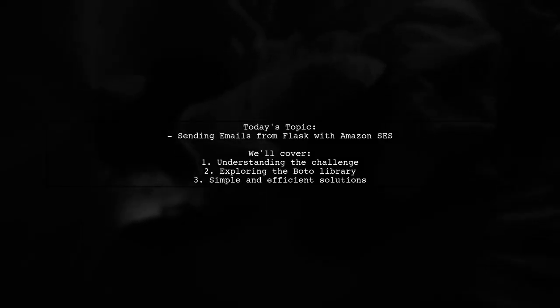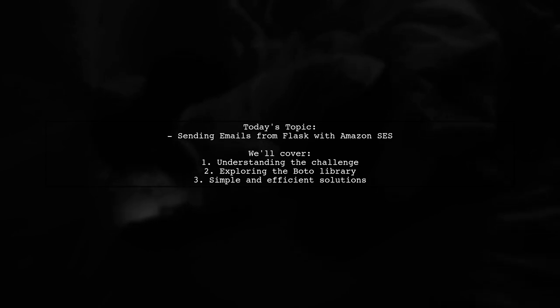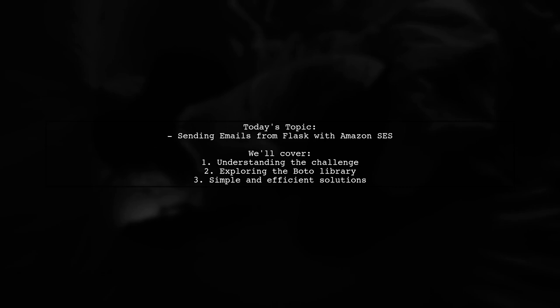Today, we're addressing a question that many new developers encounter. Our viewer is eager to learn the best way to send emails from a Flask application using Amazon SES. They've come across the Boto library, which interfaces with various Amazon services, but they're looking for a straightforward and efficient solution. So, how can we simplify this process and ensure reliable email delivery in Flask? Let's explore the options together.